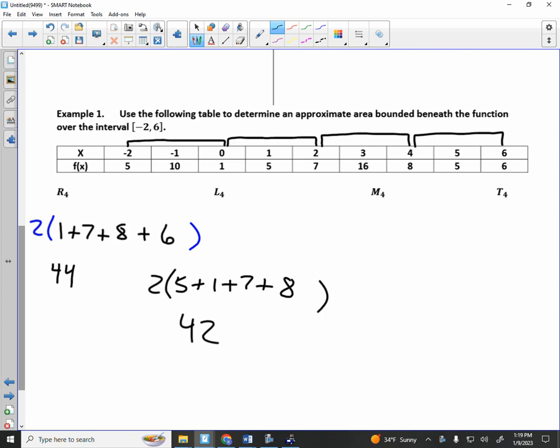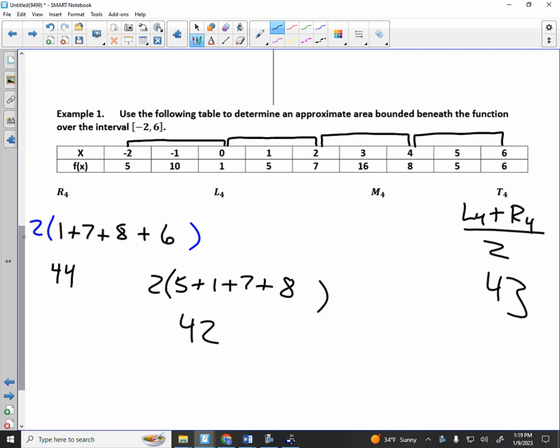Trapezoidal is easy. All we do is we take the left hand of 4 plus the right hand of 4 and we divide it by 2 and you get 43. That was easy.